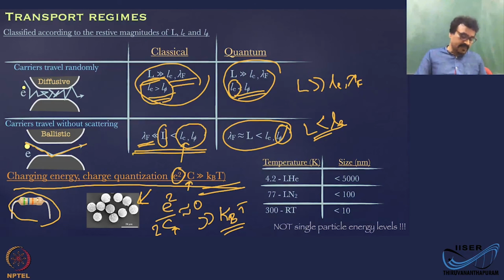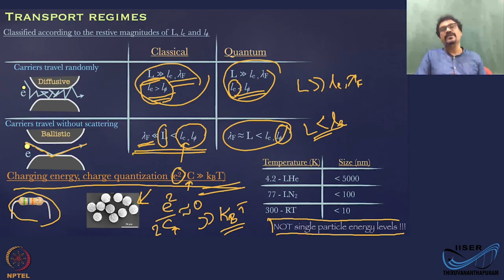Remember, as I told, this is not a quantum mechanical effect. So let me emphasize that point, we are not talking about single particle energy levels here. Single particle energy levels come from the quantum mechanical treatment. That is not what we are talking about. We are talking about the Coulomb repulsion driven charging and discharging events in the classical transport context.